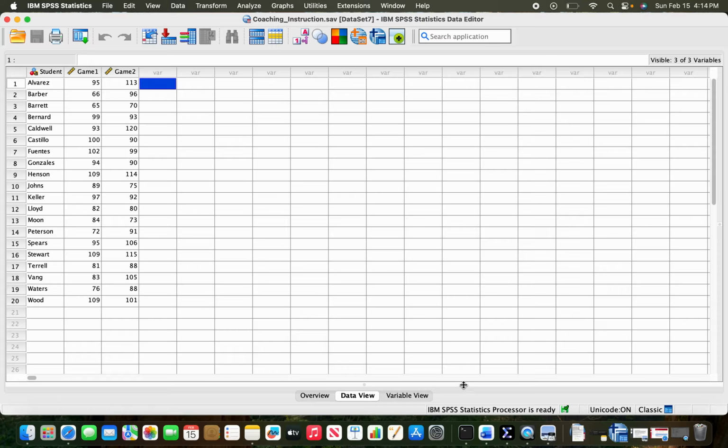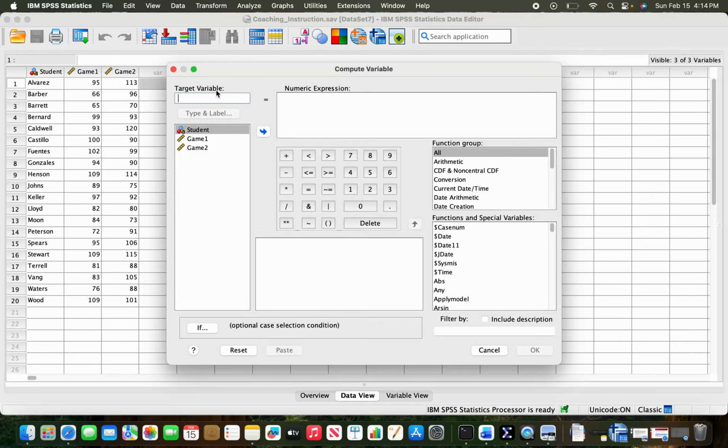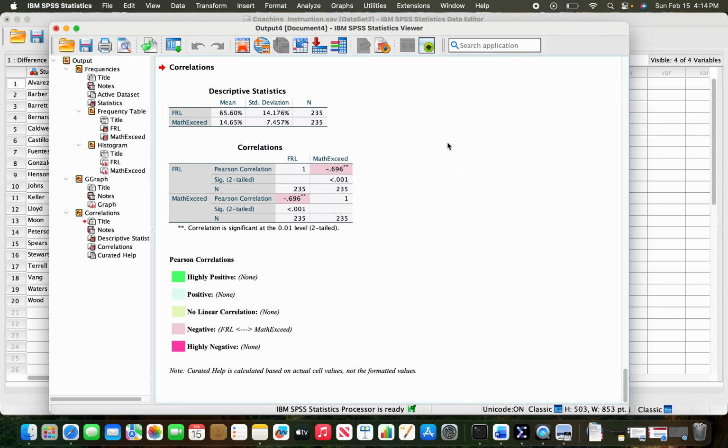The first thing we have to do is determine what the difference is between the two games. So I'm going to click transform, and click compute variable. For the target variable, I'm just going to say difference. And then I'm going to do game 2 minus game 1. Then I'm going to say okay. I think it figured that it added this up.